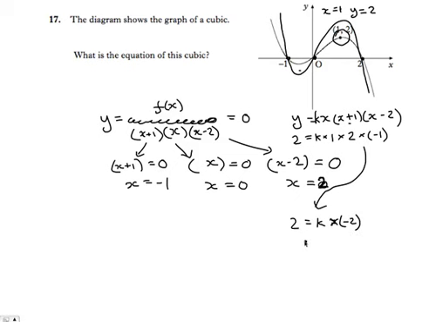And that would presumably mean that k is minus 1, because minus 1 times minus 2 gives you positive 2. Or divide both sides by minus 2. 2 divided by minus 2 will give you minus 1. So the scaling factor is minus 1.